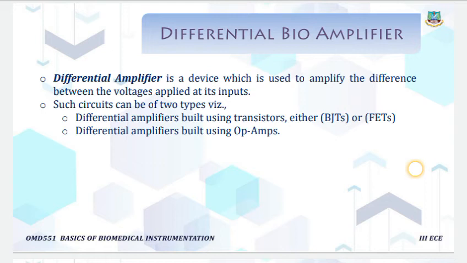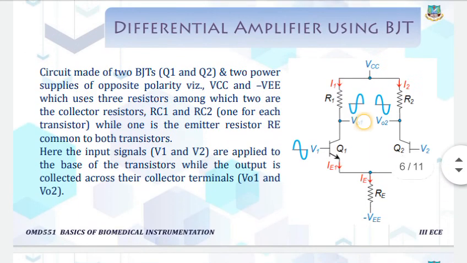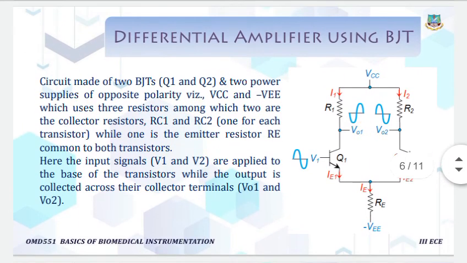Normally, the differential bioamplifier can be classified into two types: the differential amplifier using transistors, or the differential amplifier using operational amplifiers. These are the two types of differential amplifiers that we use. First one, the differential amplifier using transistor. Here we are using BJT as the transistor.